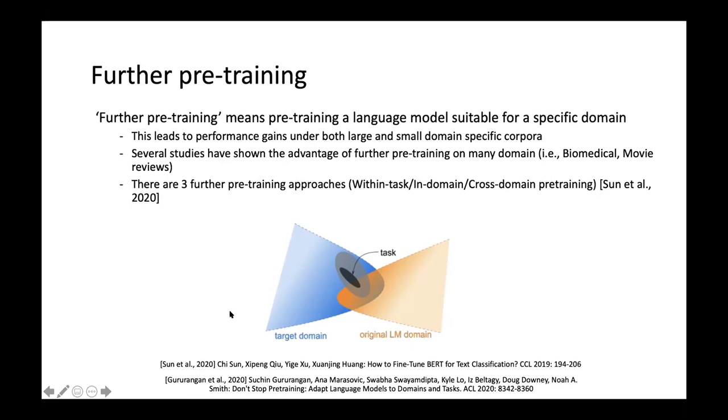I'm confused about the difference between in-domain and cross-domain pre-training. Within task, you take the pre-trained model, BERT or GPT, and apply it again to the data set you are interested in, where the target resides. You pre-train it again on that specific data set. That would be within task. But could you explain the difference between in-domain and cross-domain pre-training?